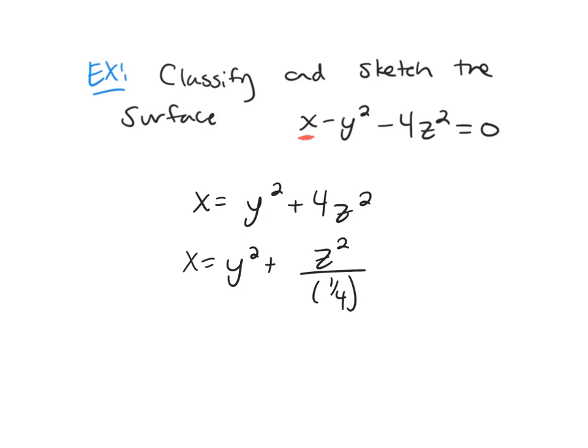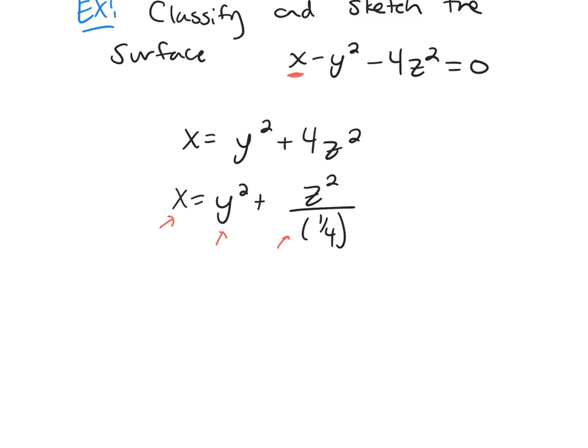And then look back at your table. Here I have a term that's not squared. And then these terms on the other side that are squared, they're both positive. So if you look through your list, you'll see that this is an elliptic paraboloid.